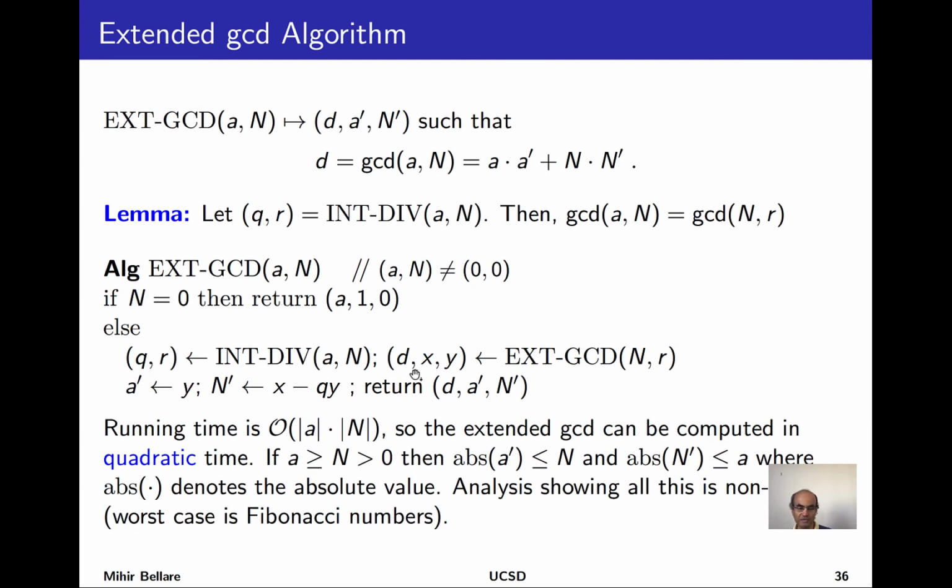I'd recommend Shoup's book for that. But it turns out that you can analyze this to show that the running time is quadratic in the lengths of the two numbers involved. Another fact that's worth knowing from time to time for some usages is that the weights returned are not too large. So in absolute value, they're smaller than the numbers you started with. And this is something we may use at some point.